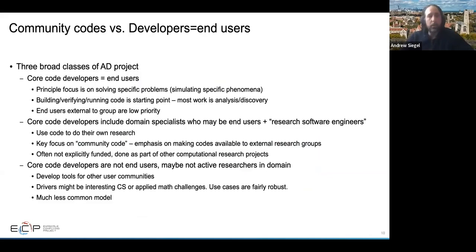So let me talk a little bit about community codes versus developer end users when I think about what to expect in terms of on-ramping. So the way I see the AD projects, there are three really broad classes. You can't put them all together under one philosophy. There is the sort of class where the core code developers are the end users. So the people doing the research in the field are the ones developing the code, and the code itself is a research test bed, working on new models, new phenomena. And the principal focus is on solving very specific problems, simulating very specific phenomena.